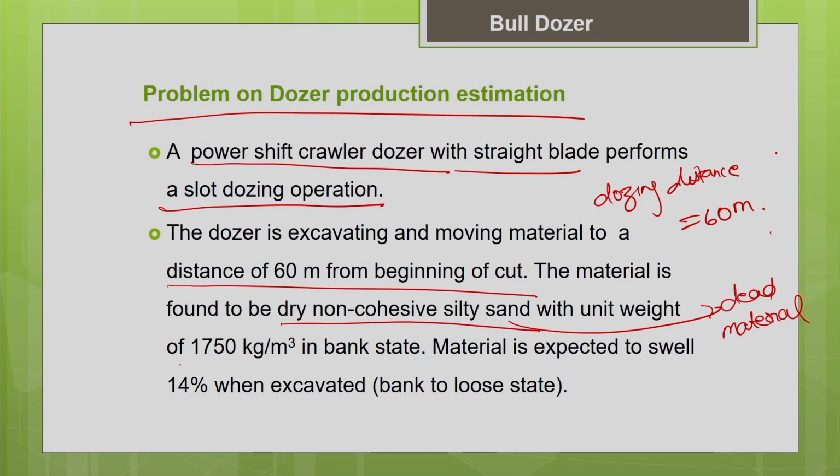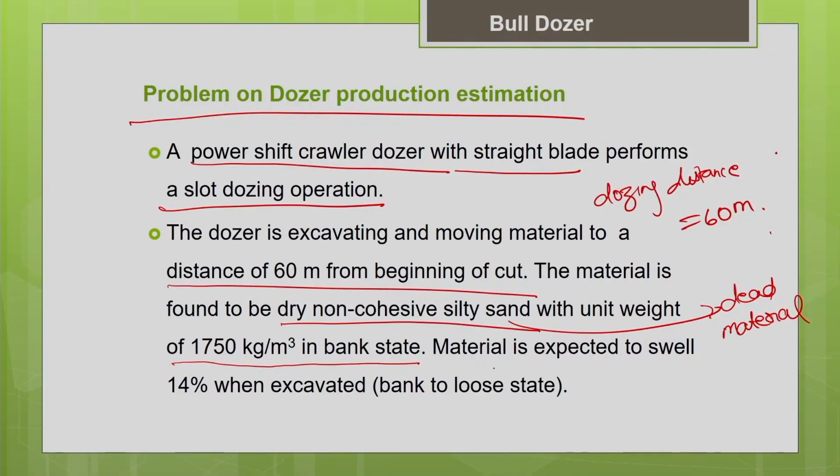And the unit weight of the material is given as 1750 kg per meter cube in bank state. You have to clearly note that the volumetric measure is specifically expressed in bank state. I hope you remember what is bank state. Bank state is nothing but the natural state, before you disturb or excavate the earth.